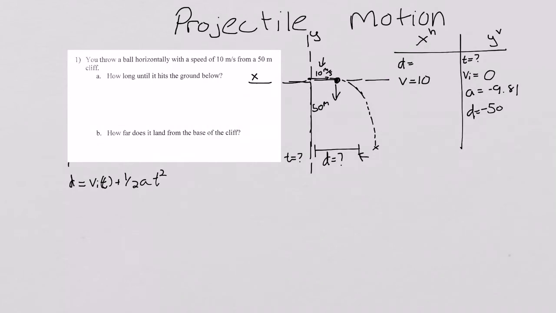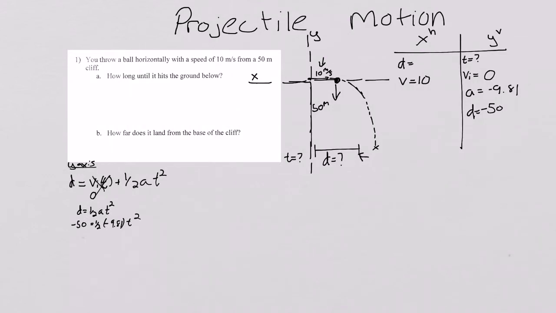So we're solving for the y-axis here, because that's where we had all of our information. Velocity initial we know is 0, and anything times 0 is going to be 0, so that term is out of there. Let me rewrite this. Distance equals 1/2 acceleration times time squared. Now let's start plugging in what we know. Distance, we know, is negative 50, equals 1/2 times acceleration, which is negative 9.81, that is gravity, times time squared.